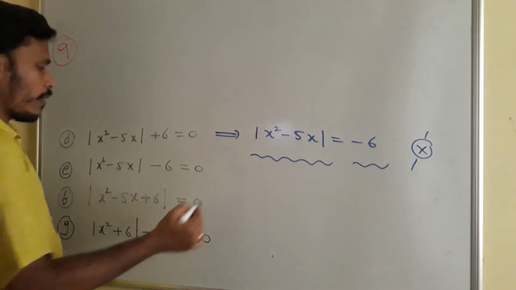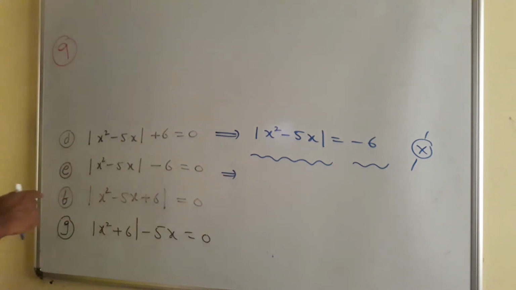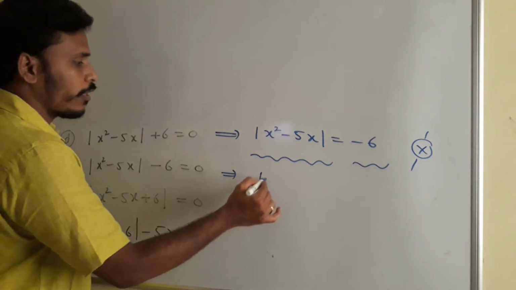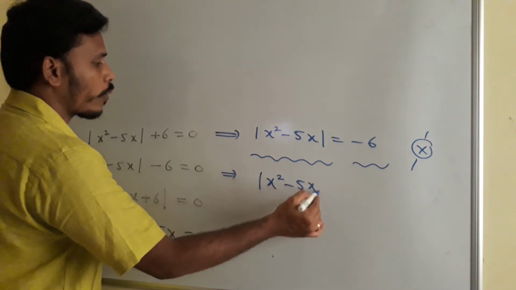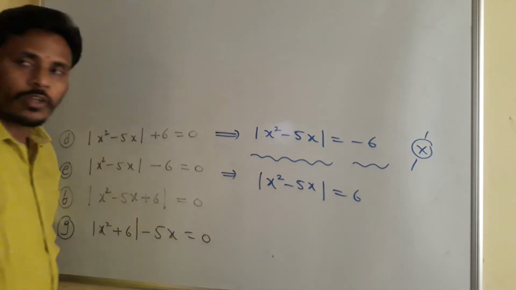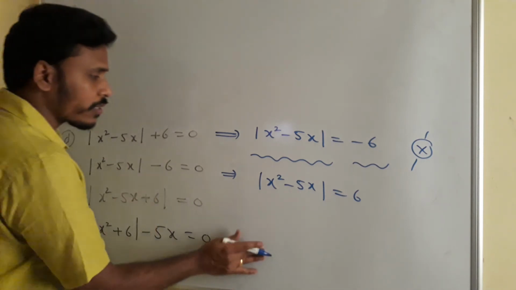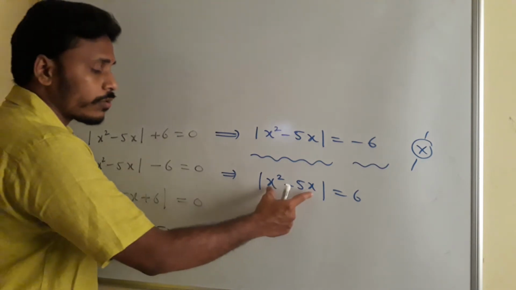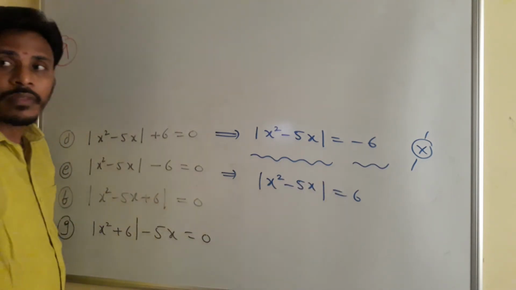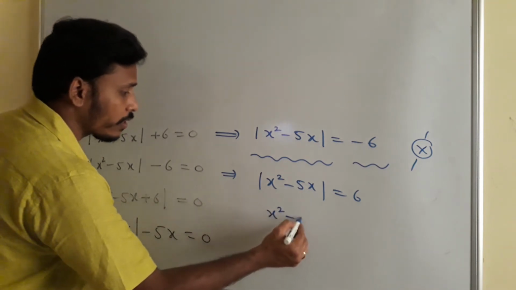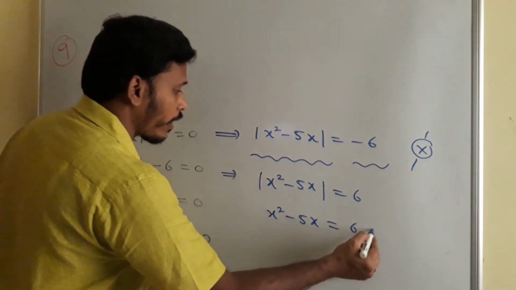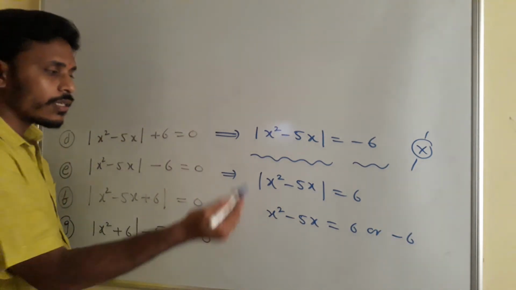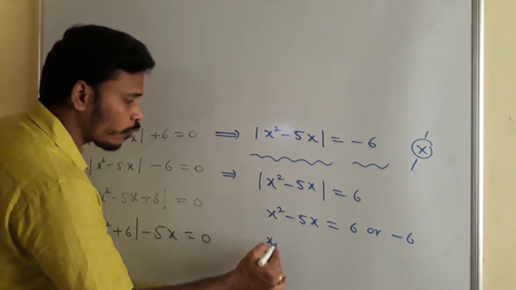Okay. Whereas when you think about part e, modulus of x square minus 5x minus 6 is equal to 0. Here again the same logic. If you send that minus 6 this side, x square minus 5x is equal to 6. Since we already solved some basic modulus equalities, modulus of something is equal to 6, that something is equal to 6 or minus 6. So x square minus 5x is equal to 6 or minus 6. And if you send that 6 this side, then you have two equations here.